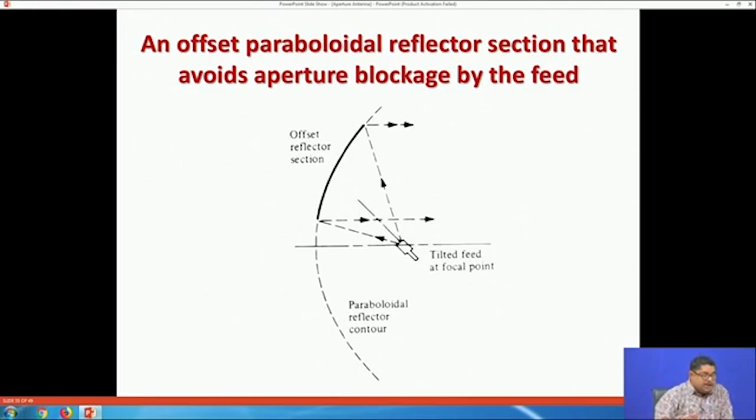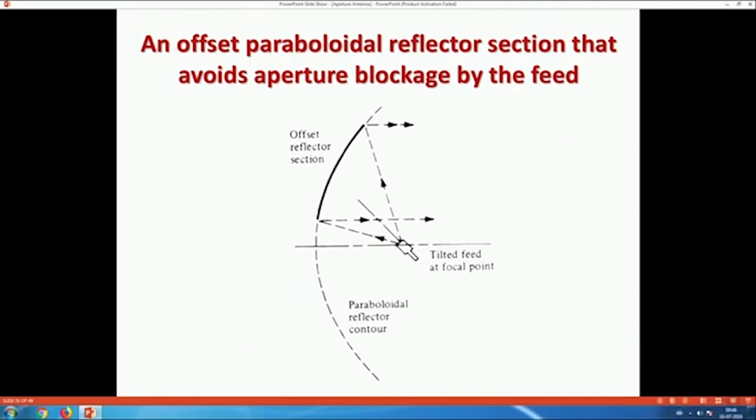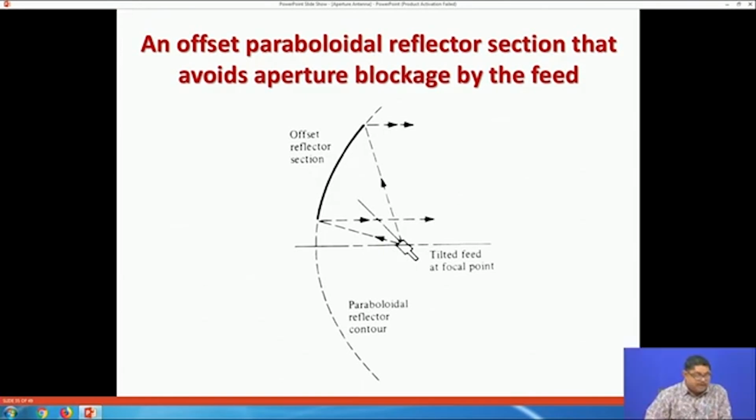That means a circular section of a paraboloid reflector may be cut out such that the focal point lies outside the main beam of the reflector. This improves blocking efficiency, but due to non-symmetry between reflector and field, cross polarization is not improved for this.